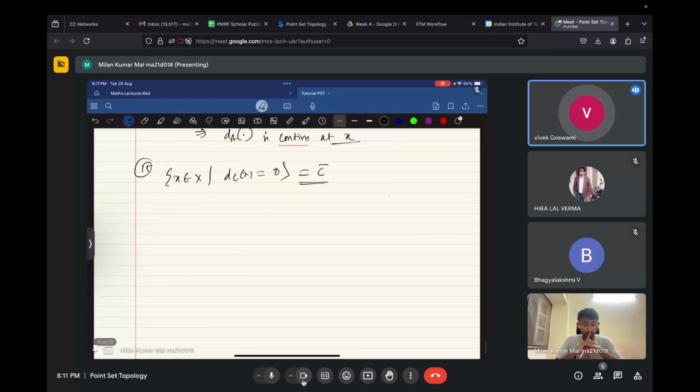Give me a second, sir. I'm going to the question. Sir, the second part means: if x belongs to C and distance of x from the set C equals 0, implies x belongs to C.